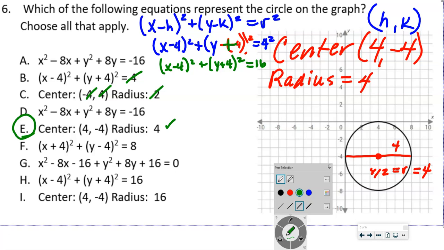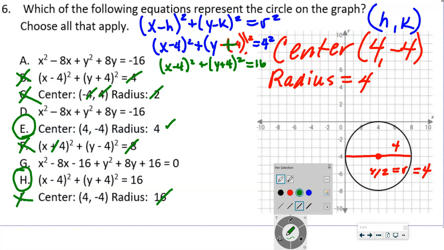And then we've got x minus 4. Nope. That's definitely not that one and that one. So I'm going to go ahead and mark through these ones that we've eliminated, okay? And then let's go down to h. x minus 4 squared plus y plus 4 squared equals 16. Okay, so this is another answer. And then our center at 4, negative 4 with a radius of 16. No, our radius is 4, right? So that's definitely not an answer either.